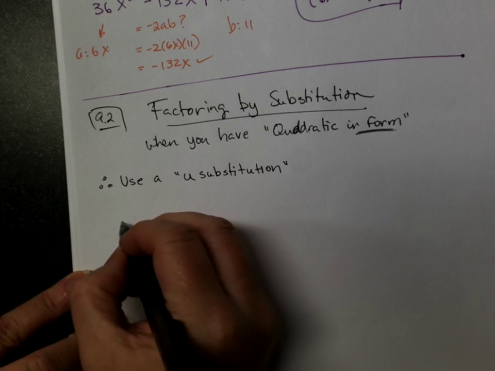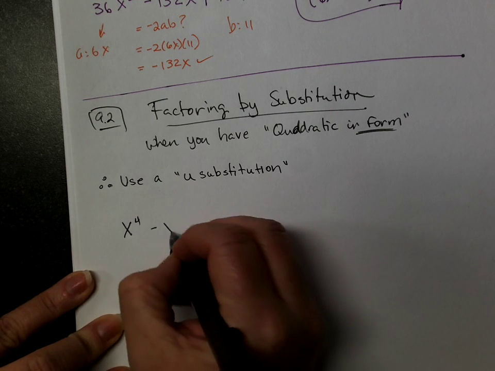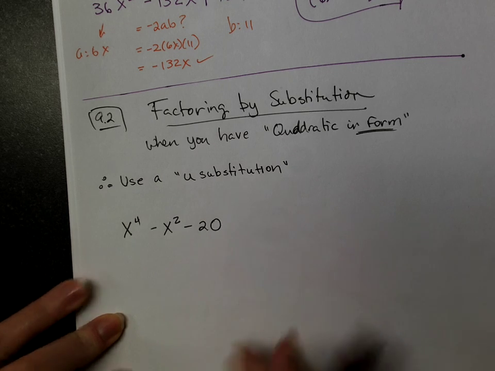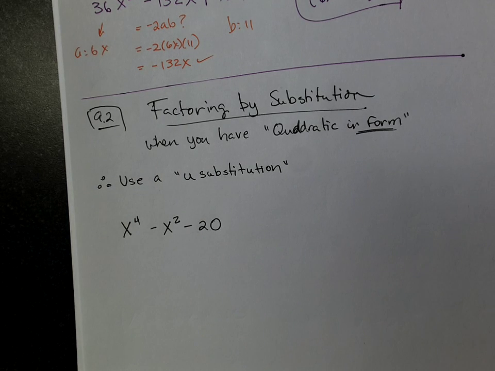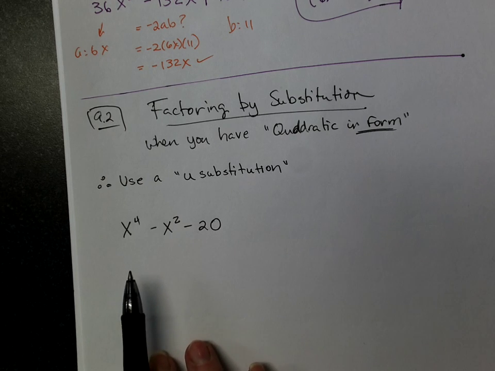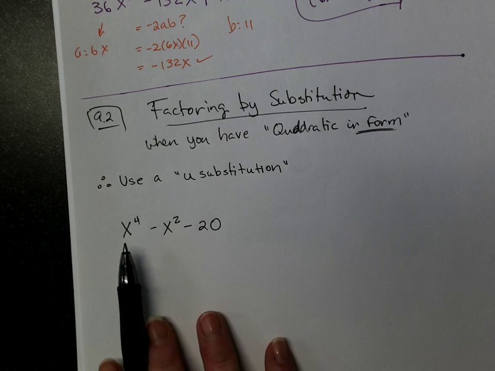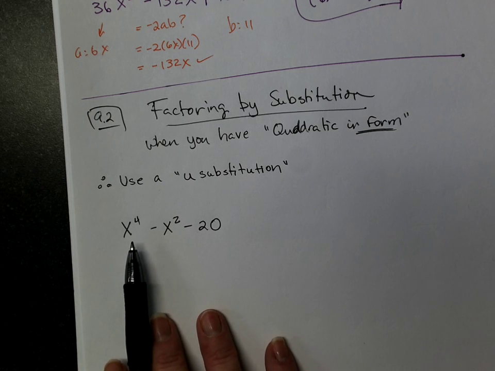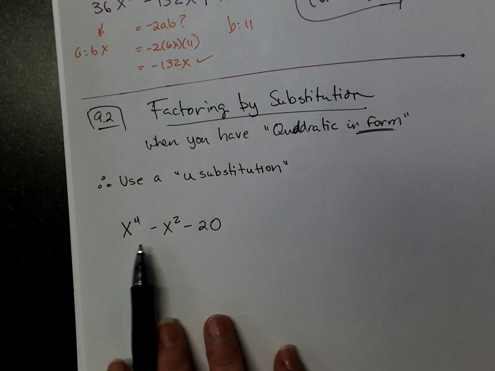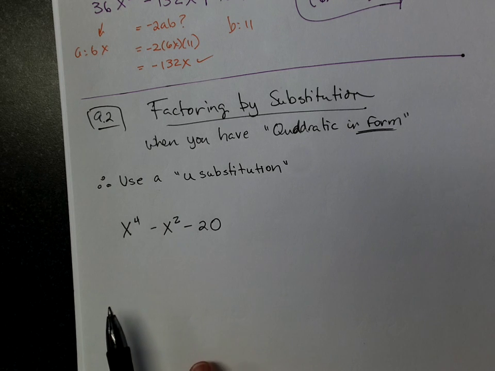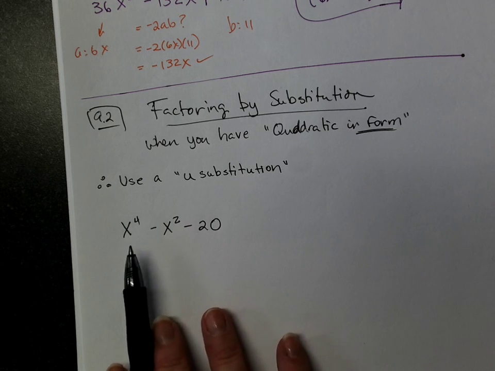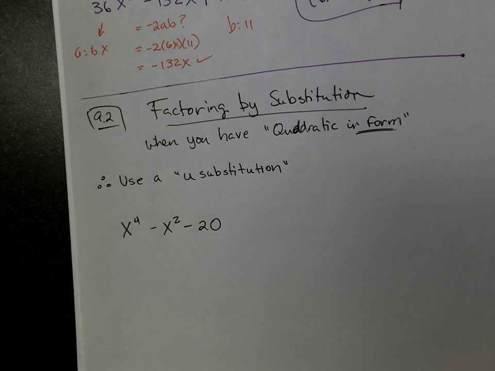Let's say you are given this to factor: x to the 4th minus x squared minus 20. Okay? Now, is this quadratic? Remember, quadratic means degree 2, second degree. What's the highest exponent you see? 4. This means this is 4th degree, also known as a quartic. So it's not going to make a parabola on a graph like a quadratic would. But if it is quadratic in form, then we can use the same ACB number crunching method.